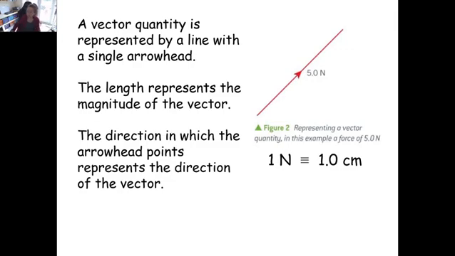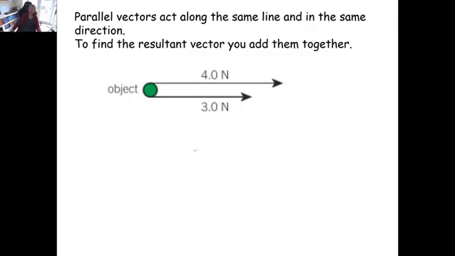We must also think about a scale that we're going to use when drawing vectors. So a typical scale might be 1 newton is equivalent to 1 centimetre. So if you were to draw this on paper, you would then need to draw that 5 centimetres long. Now you know that parallel vectors act along the same line and in the same direction. So you should have covered some of this with Mr Pancioli last week.